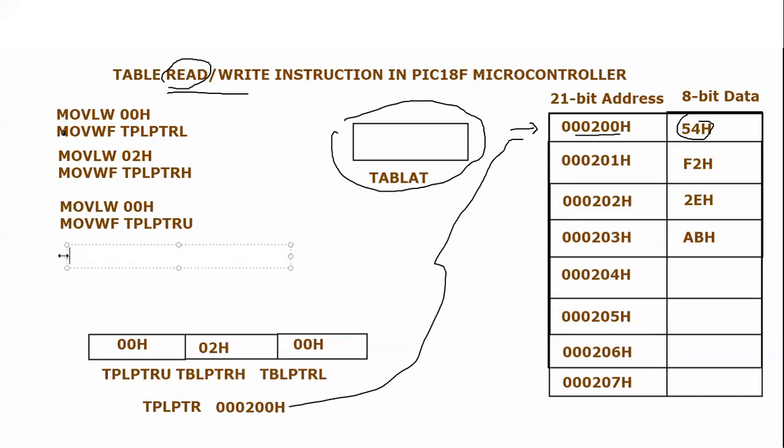So we will write TBLRD*. RD is for read, TBL is for table, and the star sign is for register indirect mode. So this instruction will save the value pointed to by the table pointer register. The table pointer register is currently pointing to 000200 hex. So this address is pointed to, and its value is 54. So this value is pointed to by the table pointer, and it will be stored in the TABLAT register. The TABLAT register is currently empty, and after the execution of the instruction it will become 54 hex.